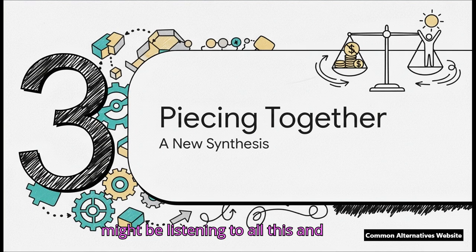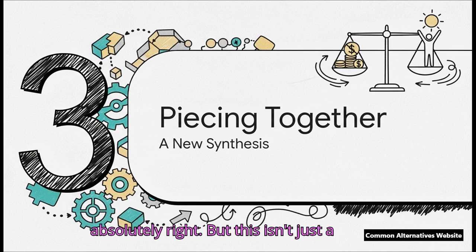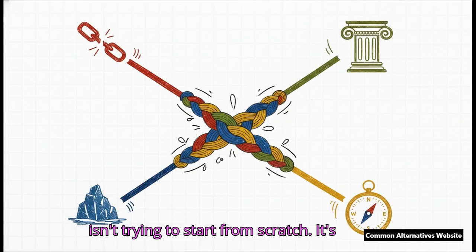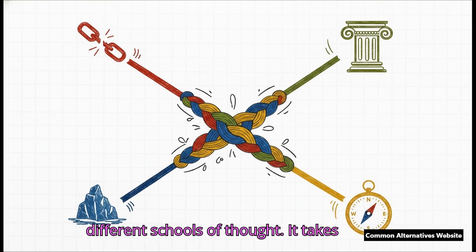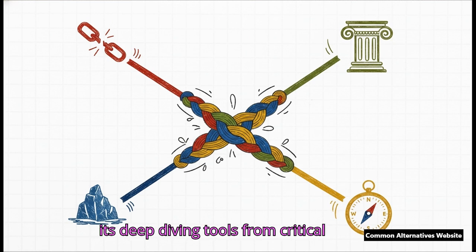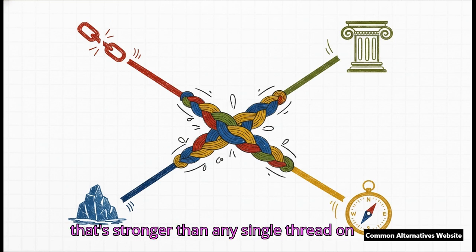So, you might be listening to all this and thinking, wow, that's a lot of different ideas coming together. And you'd be absolutely right. But this isn't just a random mix and match. Let's look at how the book carefully pieces these traditions together to build something really new and powerful. See, the model isn't trying to start from scratch. It's way smarter than that. It's weaving together some of the best threads from different schools of thought. It takes that core critique of capital's engine from Marxian analysis, it expands the idea of value using Aristotle, it gets its deep-diving tools from critical realism, and it gets its moral compass from normative theory. By weaving these all together, it creates a tapestry that's stronger than any single thread on its own.